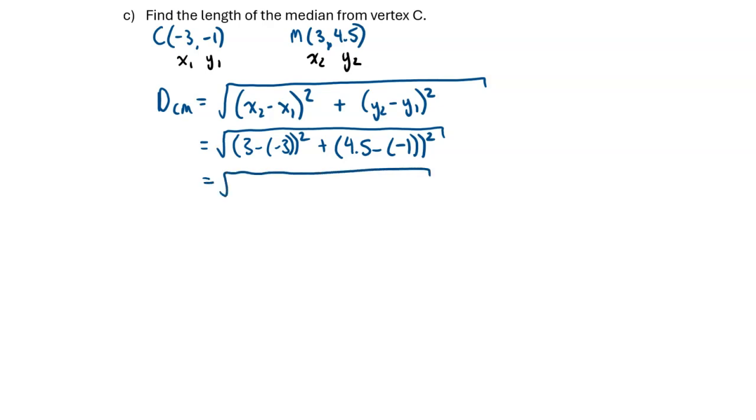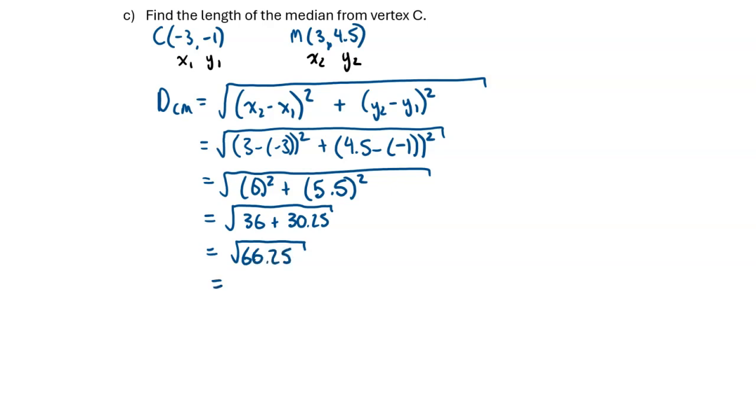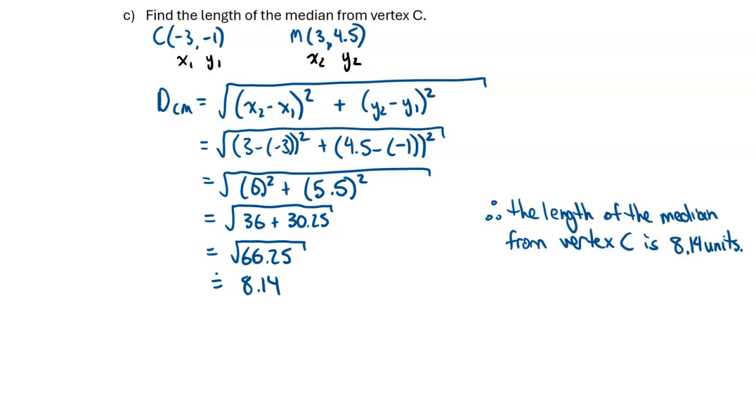In other words, you're going 3 plus 3 squared, so it's going to give you 6 squared. And then again, 4.5 plus 1 squared, so it's going to give you 5.5 squared. Then we take the 6 and we square it to get 36. Take the 5.5 and we square it to get 30.25. We add those together under the square root, 66.25, and that's approximately equal to 8.14. So our concluding statement would then be the length of the median from vertex C is 8.14 units. We're not told what units, so we'll just say units.